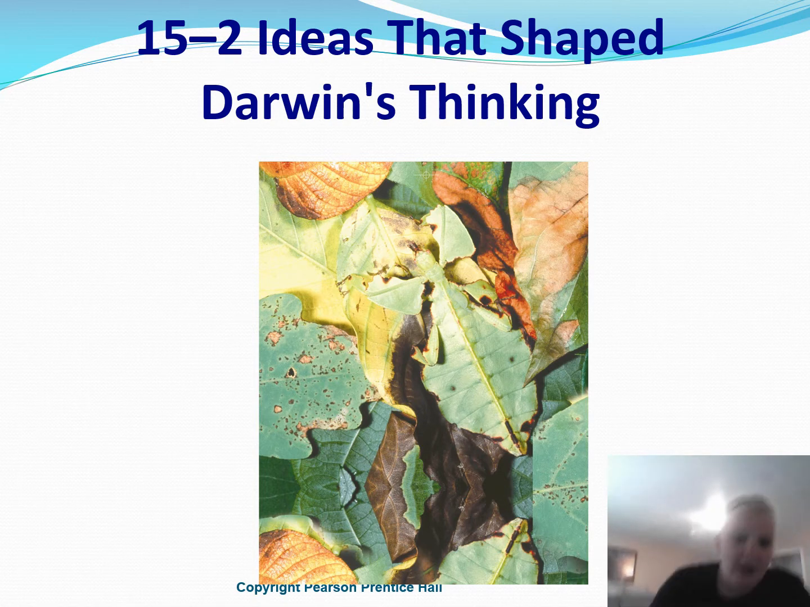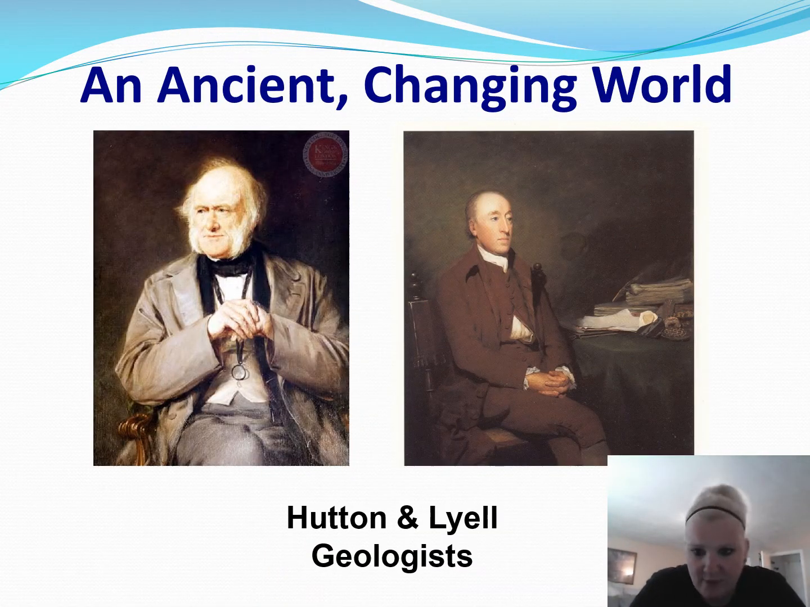So let's talk about some things that influenced Darwin and gave him an idea of how this makes sense. The first couple of guys are Hutton and Lyell, and they were geologists, so they like to look at the earth and look at rocks and look mostly at processes that take place on the earth.